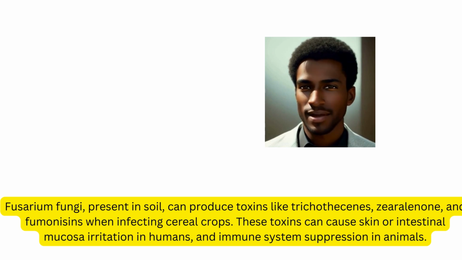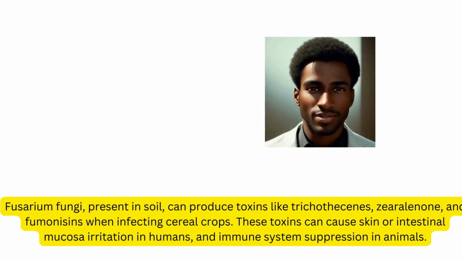Fusarium fungi, commonly found in soil, can produce numerous toxins when infecting different cereal crops. These toxins include trichothecenes, zearalenone, and fumonisins. Trichothecenes can cause skin or intestinal mucosa irritation in humans, as well as immune system suppression in animals.